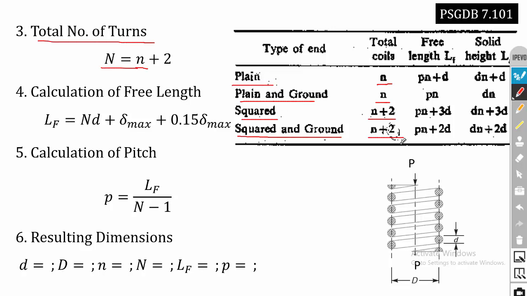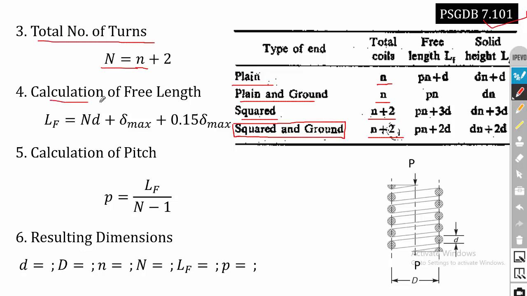In most of the problems, the end condition will not be given. So we have to assume any one of the conditions and you can assume the end condition as squared and ground. For squared and ground, the capital N is equal to small n plus 2. This chart is in the data book page number 7.101.